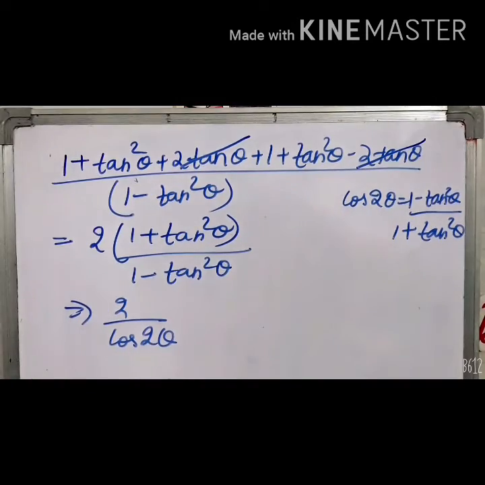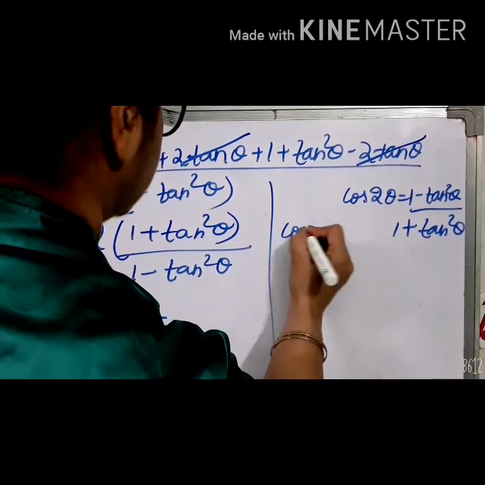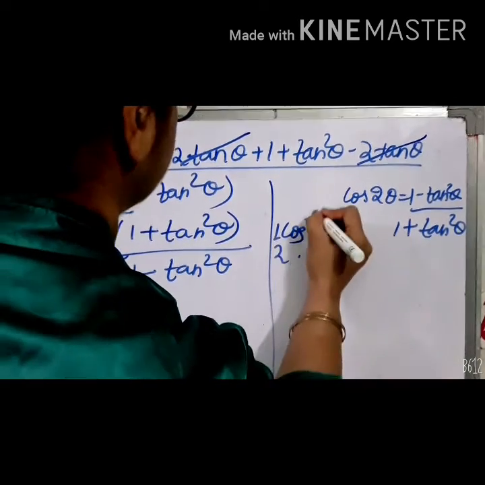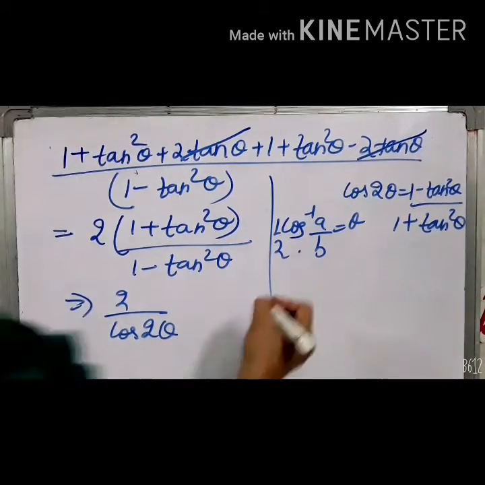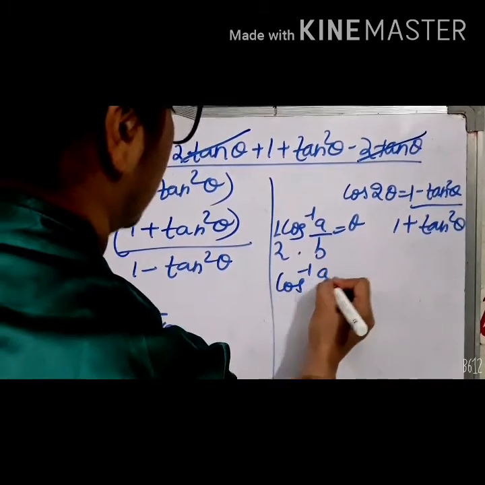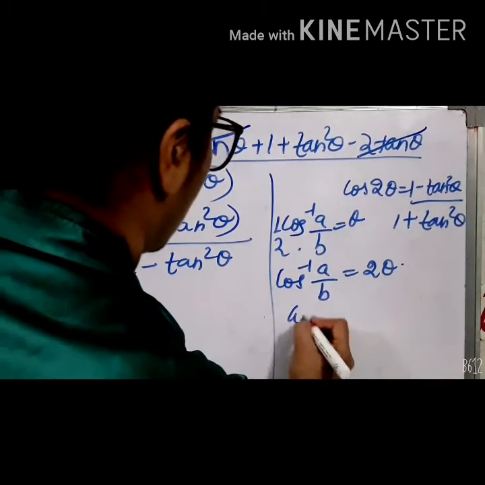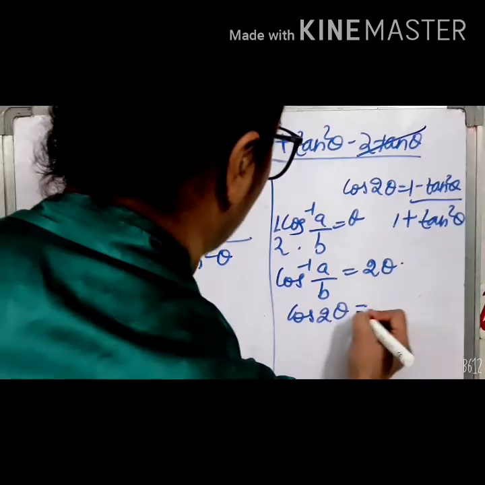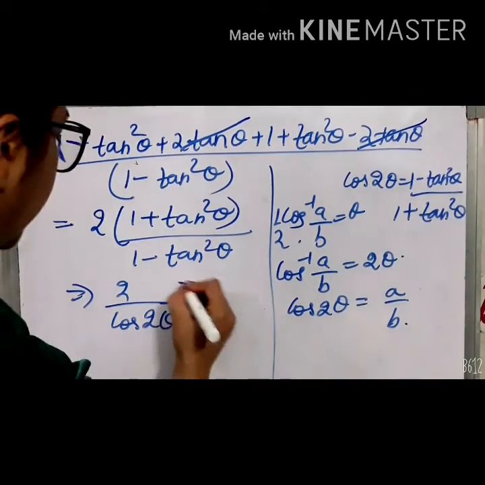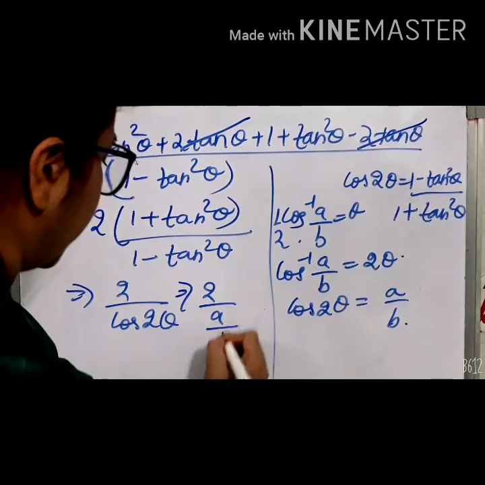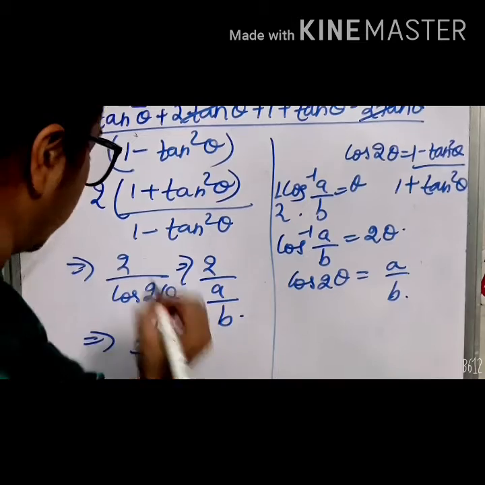Now, what did we let? Half of cos inverse of A by B we let was theta. So cos inverse of A by B is equal to 2 theta, and cos 2 theta value I am getting as A by B. I am putting this value here. It becomes 2 by A by B, that becomes 2B by A, hence proved.